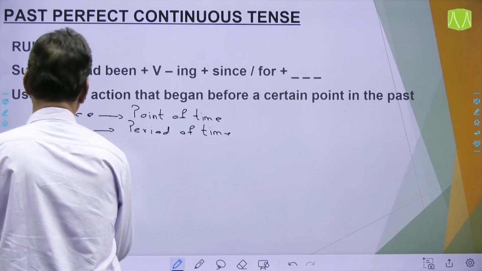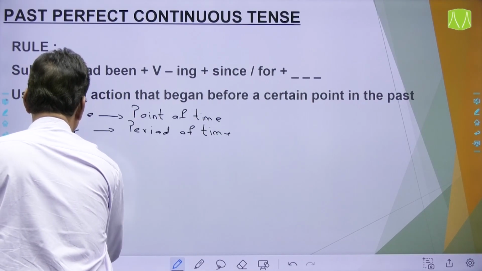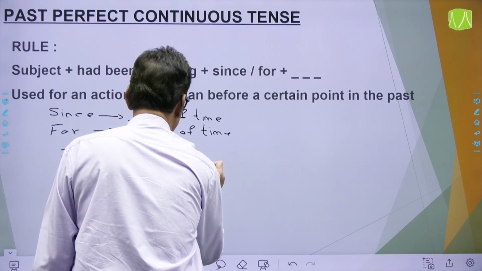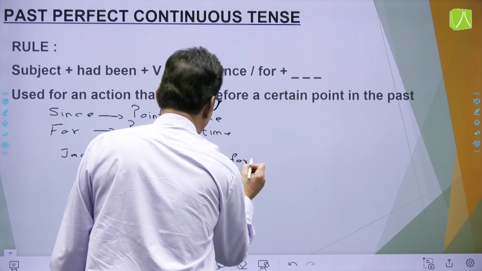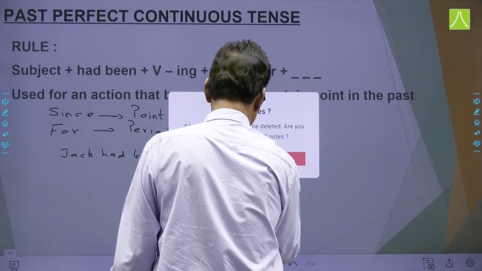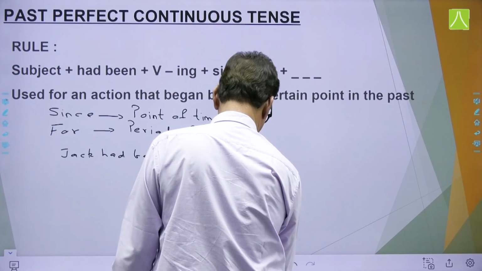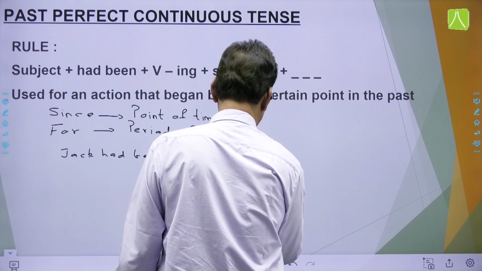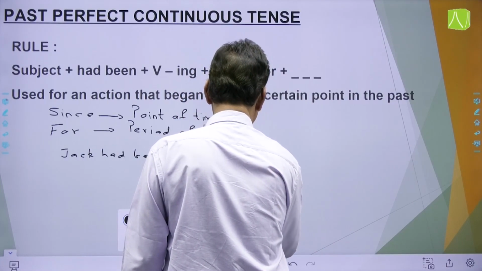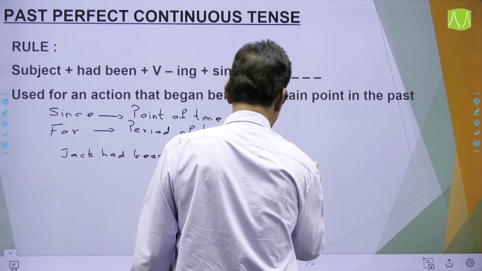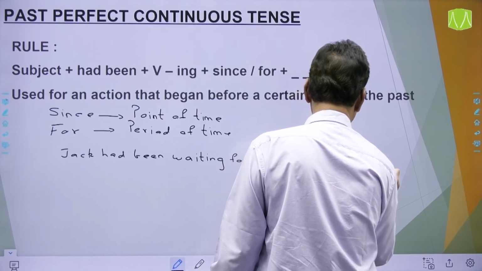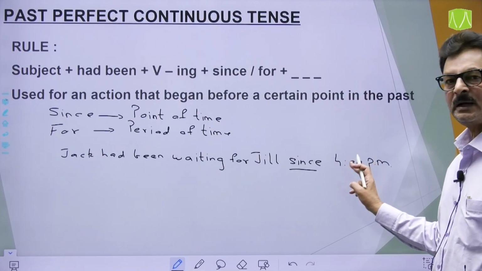For example, Jack had been waiting for Jill since 4 p.m. Since 4 p.m. it becomes a point of time.